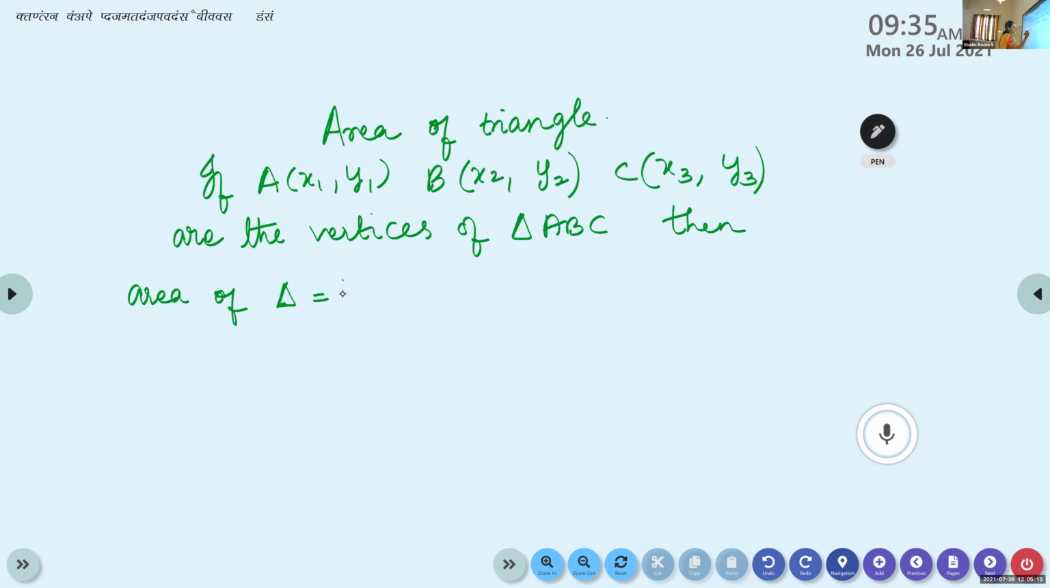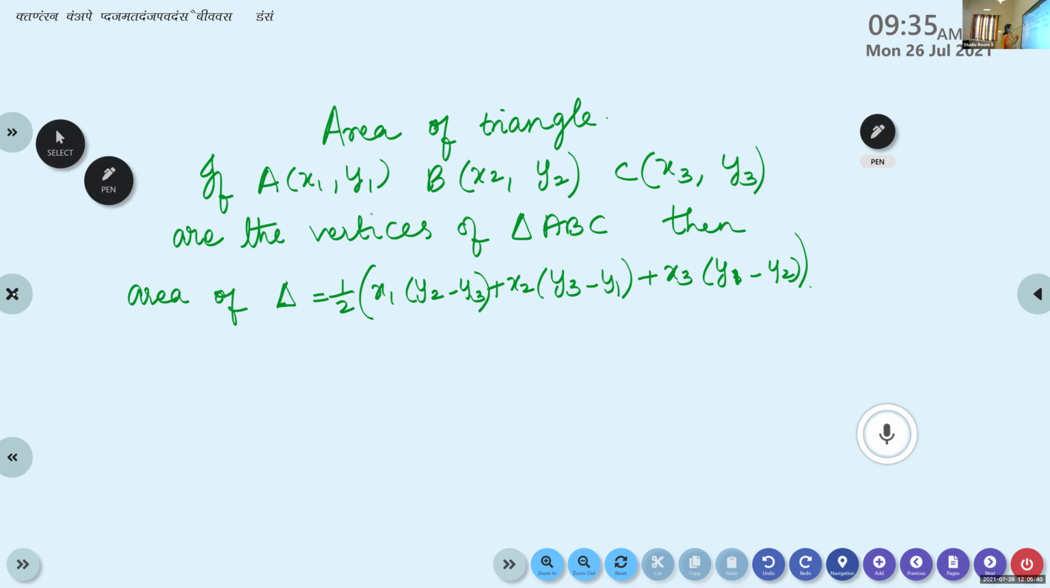Half into x1 into (y2 minus y3), plus x2 into (y3 minus y1). It goes in cyclic order, 1, 2, 3, then 2, 3, 1, plus x3 into (y1 minus y2). Okay, this is what we have learned. The same thing here we are going to learn using determinants.